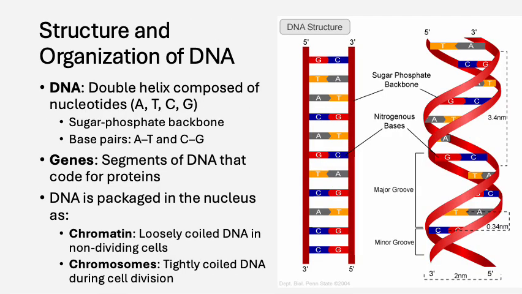DNA is composed of two strands forming a double helix built from repeating units called nucleotides. Each nucleotide contains a sugar, a phosphate group, and a nitrogenous base. Bases pair specifically, with adenine pairing with thymine and cytosine pairing with guanine. Segments of DNA known as genes carry instructions for protein production. Depending on the stage of the cell cycle, DNA exists as loosely coiled chromatin or as tightly condensed chromosomes.